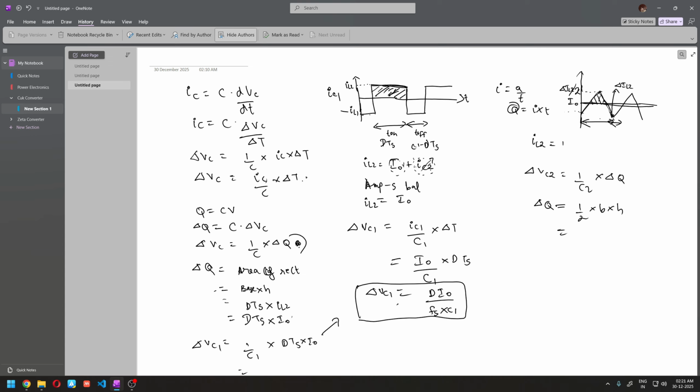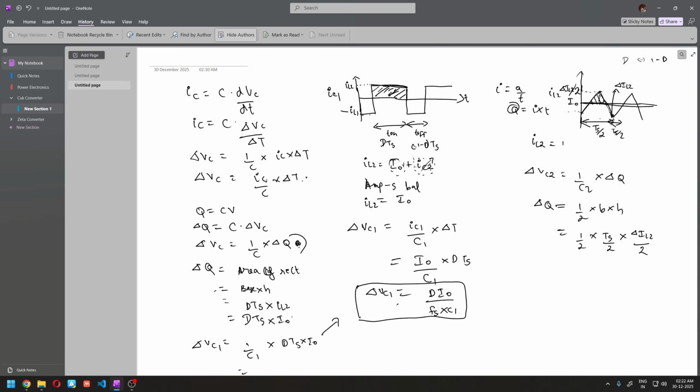So we can just assume that since one is d and one is 1 minus d, it always halves. So you can take this as half of the switching time. Yeah, this is half of the switching time. So this is your base, and your height is basically delta IL2 by 2. So just substituting that, Ts by 2 into delta IL2 by 2.